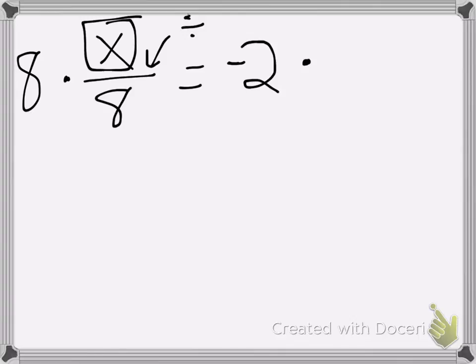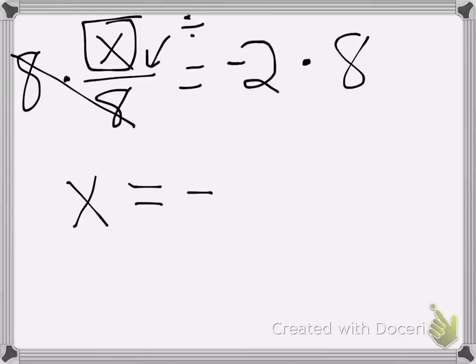Alright, so multiply by 8, multiply by 8. On this side, those cancel to be 1. So we've got 1x equals negative 2 times positive 8. A negative times a positive is a negative. So negative 2 times 8 is negative 16.